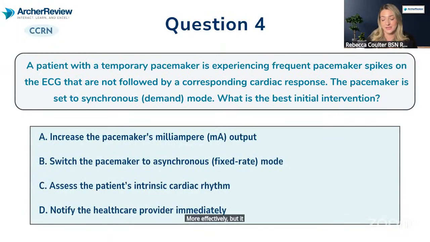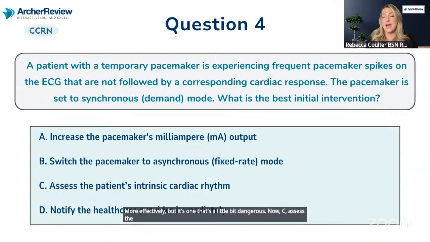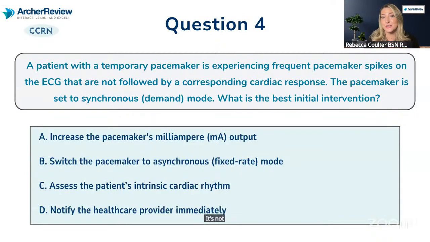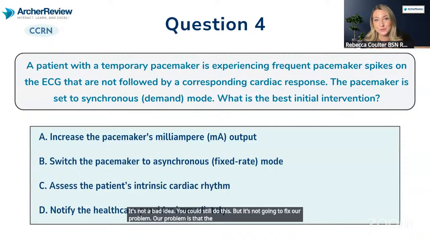Now, C, assess the patient's intrinsic cardiac rhythm, is not a bad idea. You could still do this, but it's not going to fix our problem. Our problem is that the pacer is not capturing, it's not causing a ventricular contraction or a QRS complex.